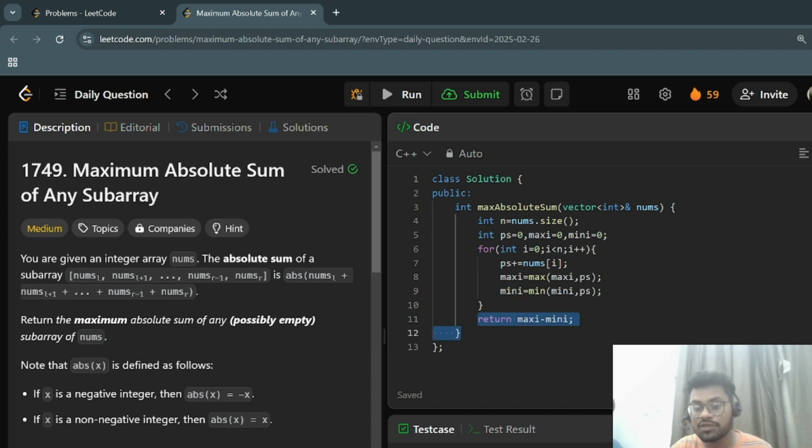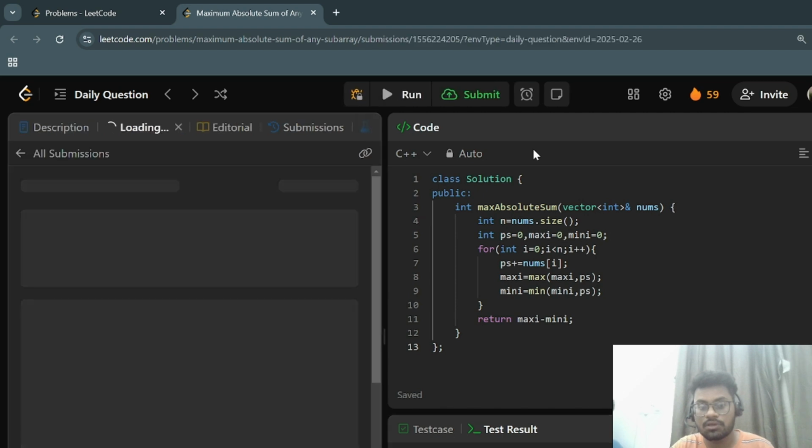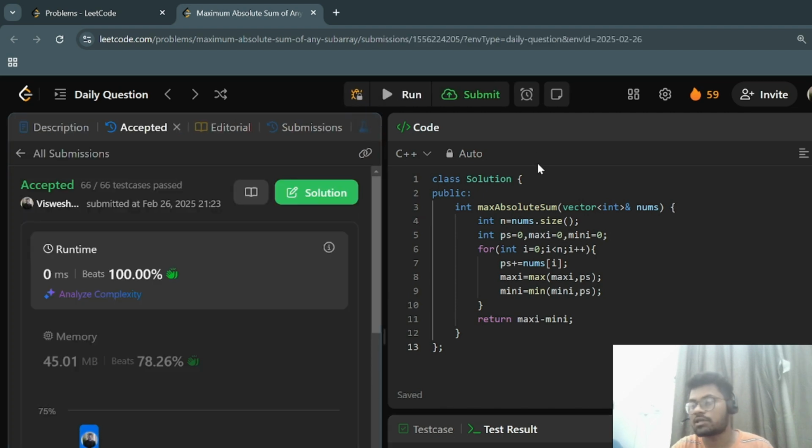In the end, we need to retrieve the gap between the maxi and mini. For that, I'm just subtracting mini from maxi. So I'll just run the code. Just submit the code. Hola, it's submitted.